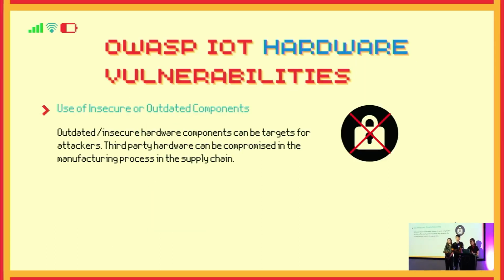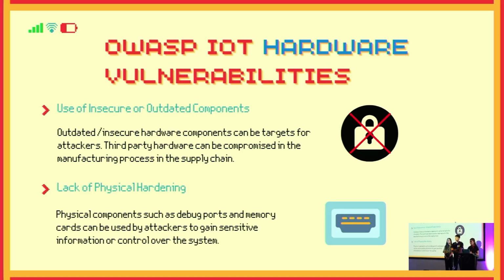So I'll highlight 2 OWASP Top 10 IoT vulnerabilities that are relevant to hardware hacking. So the first one is the use of insecure or outdated components. Outdated/insecure hardware components can be targets for attackers. Third-party hardware can be compromised in the manufacturing process in the supply chain.